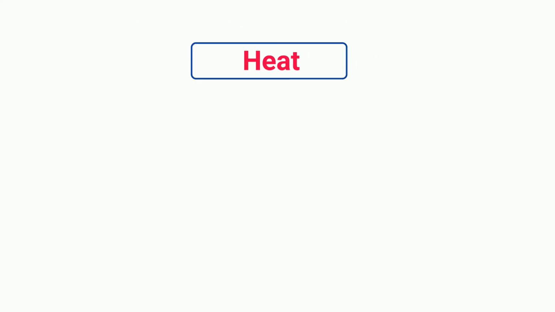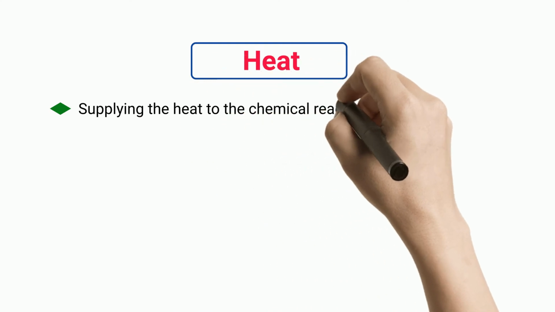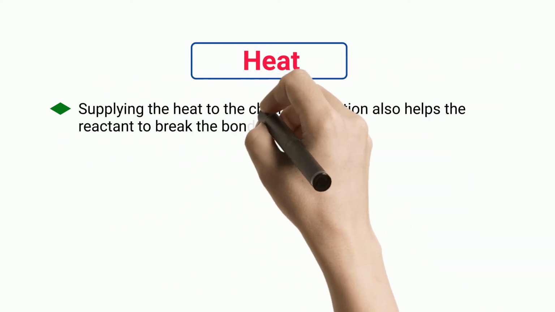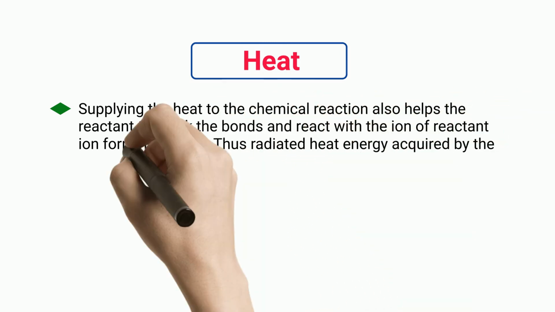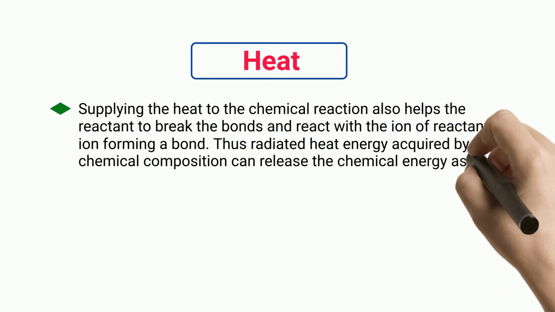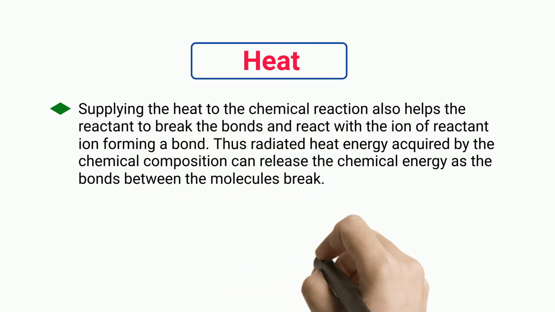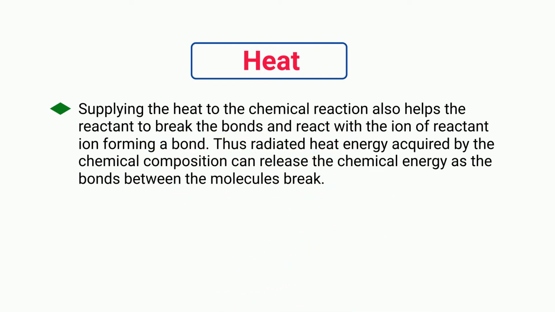Heat. Supplying the heat to the chemical reaction also helps the reactant to break the bonds and react with the ion of the other reactant, forming a bond. Thus, radiated heat energy acquired by the chemical composition can release the chemical energy as the bonds between the molecules break.